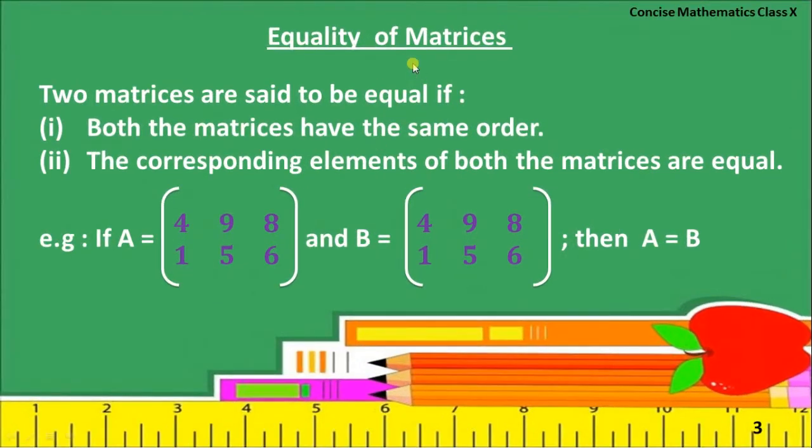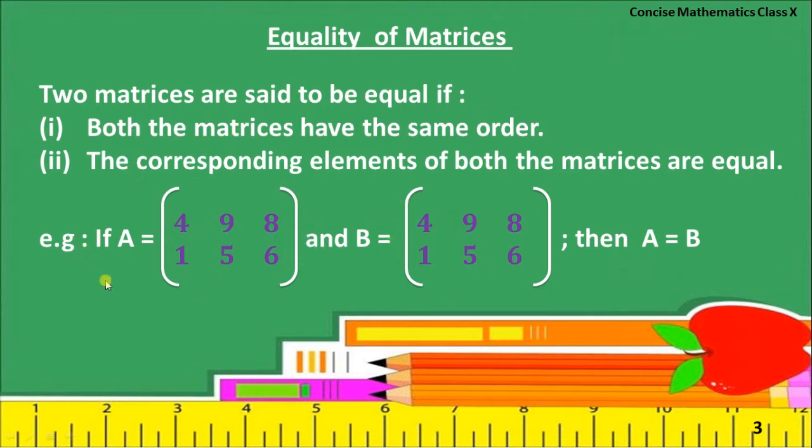Equality of matrices. Two matrices are said to be equal if both the matrices have the same order and the corresponding elements of both the matrices are equal. Here, to say the matrices are equal, two conditions should be fulfilled. The first condition is both the given matrices should be of the same order, and the corresponding elements should also be the same. So consider this example here.